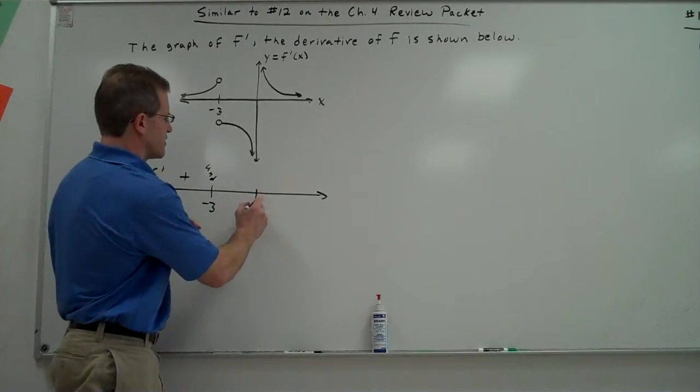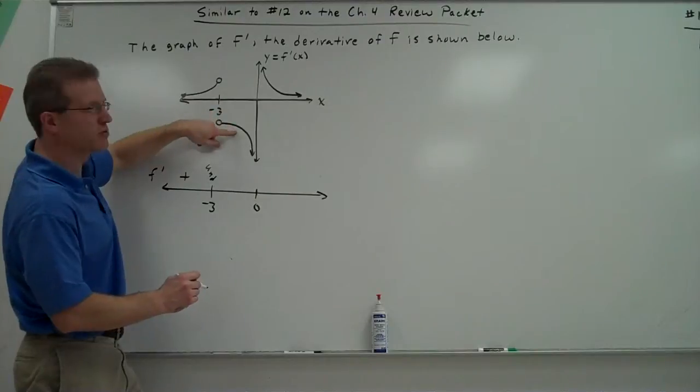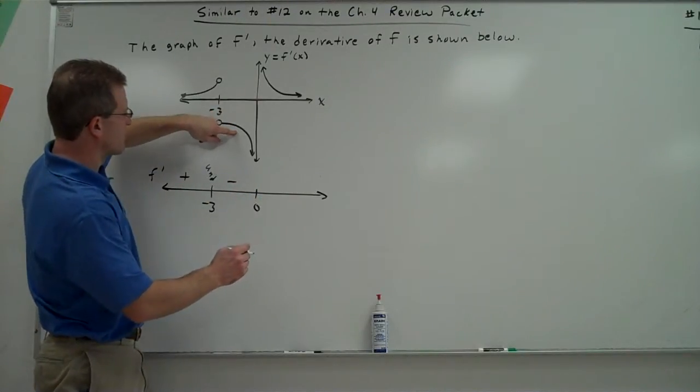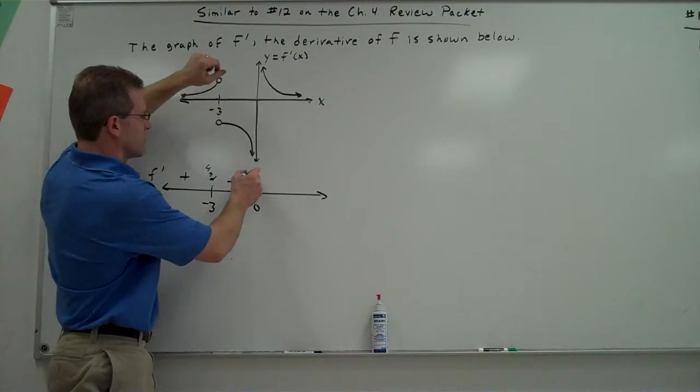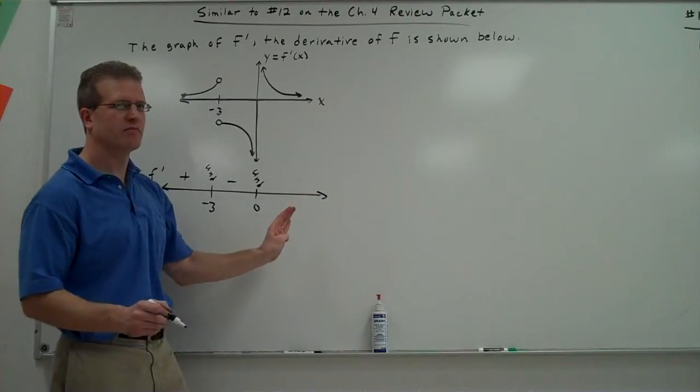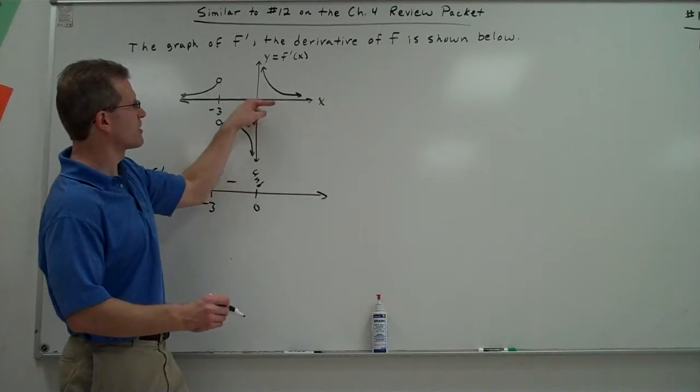How about from negative 3 to 0? You go down, so is the y coordinate negative or positive? Negative. At 0, there's no y coordinate, so f prime would be undefined. How about to the right of 0? Positive y coordinate, because you're going up.